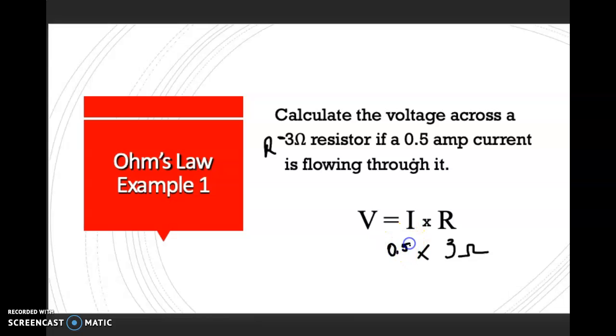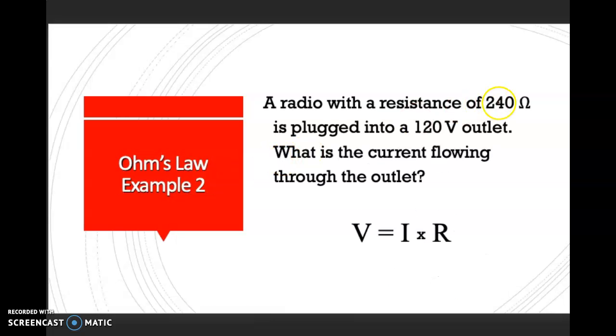1/2 an amp times 3 ohms. So my voltage will be, what is half of 3? 1.5. And how do we measure voltage? In volts. So my answer would be 1.5 volts. Okay, let's look at the next slide.